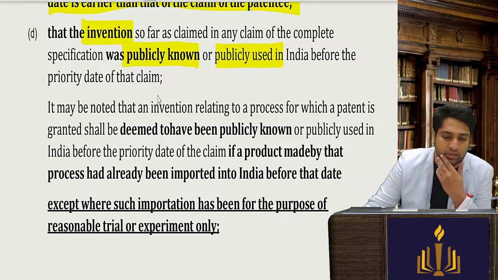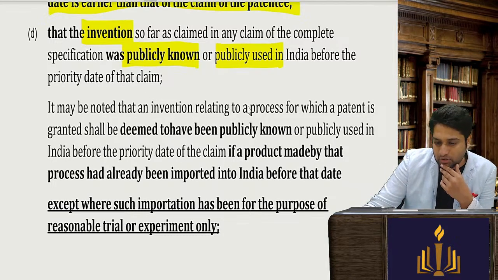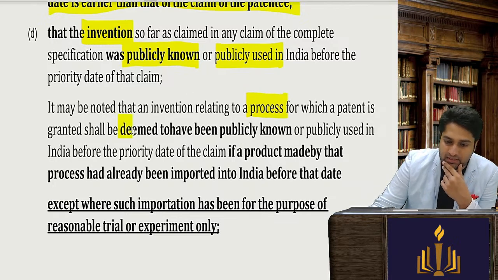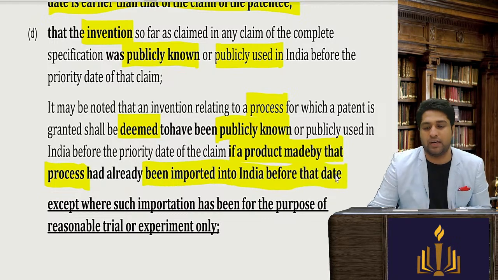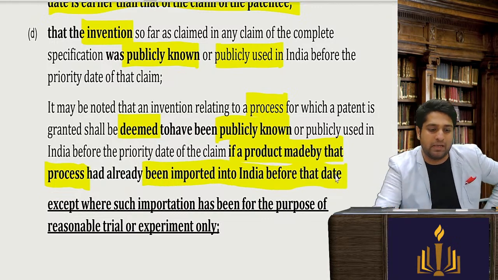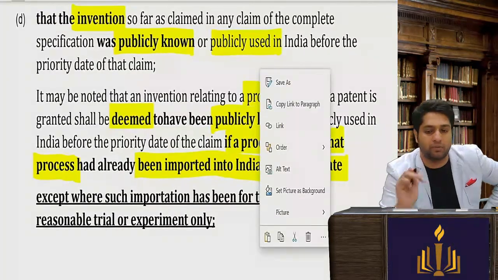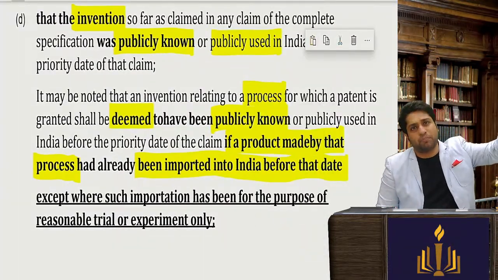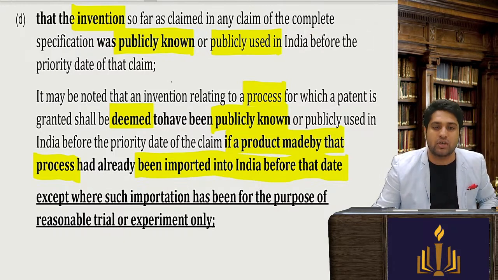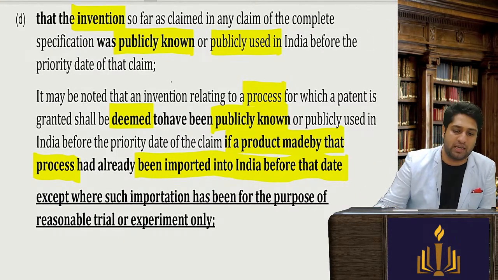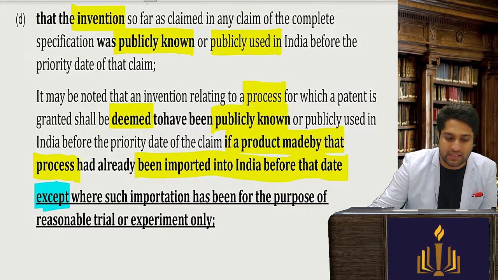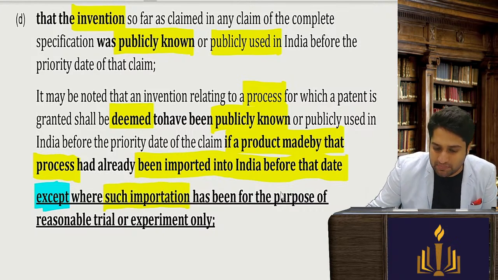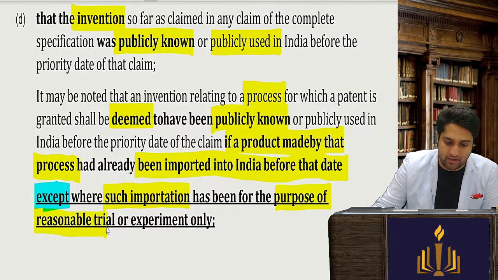Okay, now it is to be noted that an invention relating to a process for which a patent has been granted is deemed to have been publicly known if the product made by the process has already been imported into India before the date. See, publicly known, they have given you 1 point for publicly known. What are they saying? That if there is an import of the product and it is being used, so again it means it is publicly known. However, they have given an exception which is important. What is the exception? Where such importation has been used for the purpose of reasonable trial or experiment only.